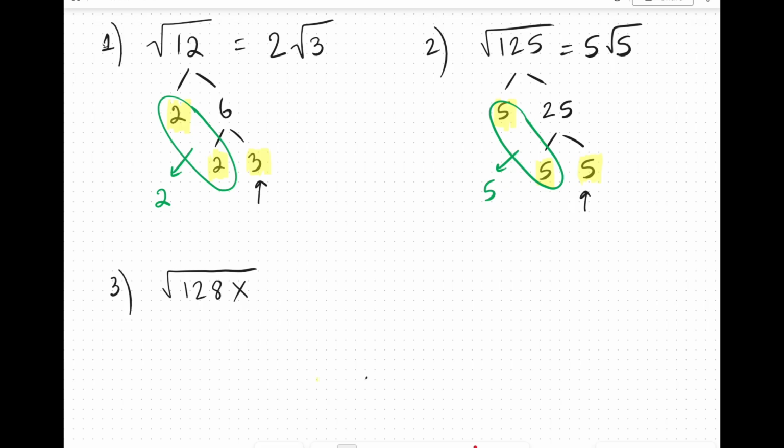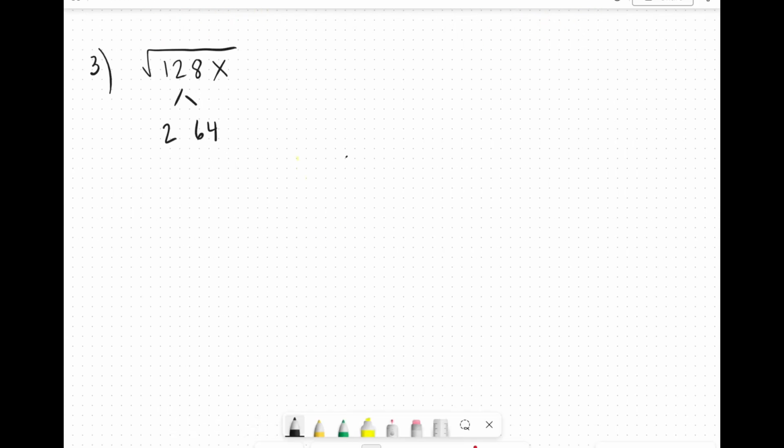We will look at 128 and x separately. So I will first break down my 128 similarly to numbers 1 and 2. So 128 can be broken down into 2 and 64. 2 does not break anymore, but 64 does. It's 2 and 32. So now for the 32, you could do 2 and 16. Again, 2 cannot be broken down anymore.